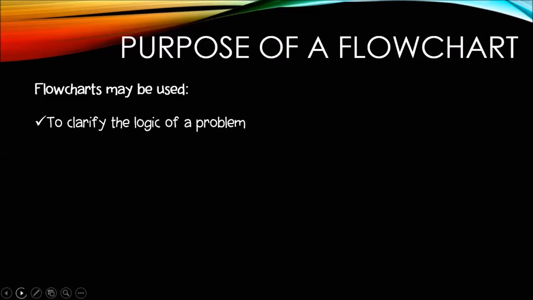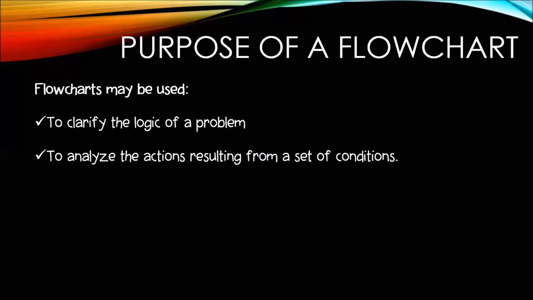Now, the best way to look at it is through your flowchart. Instead of looking at the words or the steps, it is best to look at just a diagram of the problem. Next, to analyze the actions resulting from a set of conditions. So what will happen? What are the outputs? It also assists with identifying errors, right? Same thing with your trace table, you'll be able to pick up what is not necessarily working or linking back to a particular process.